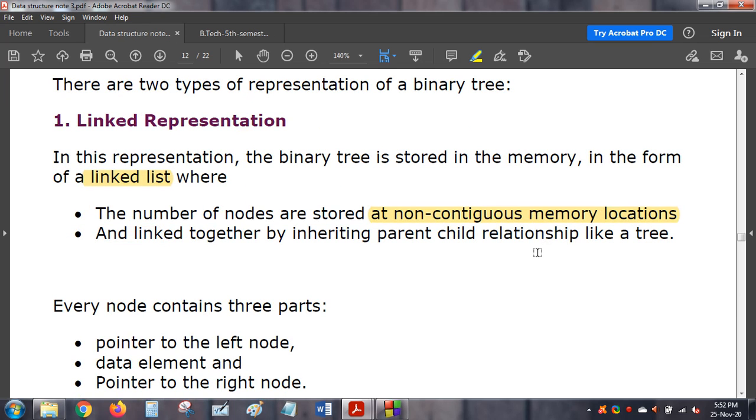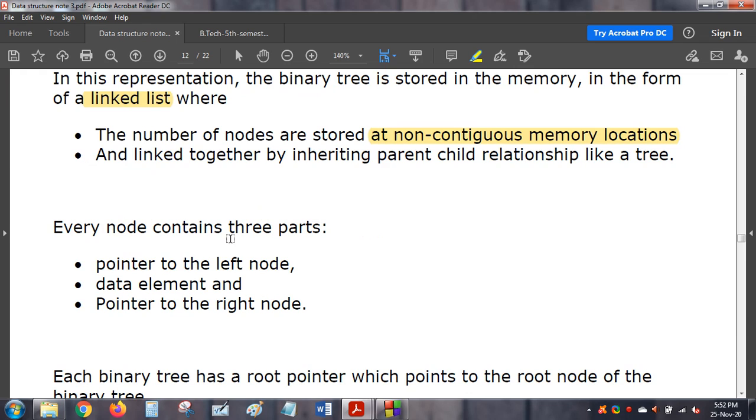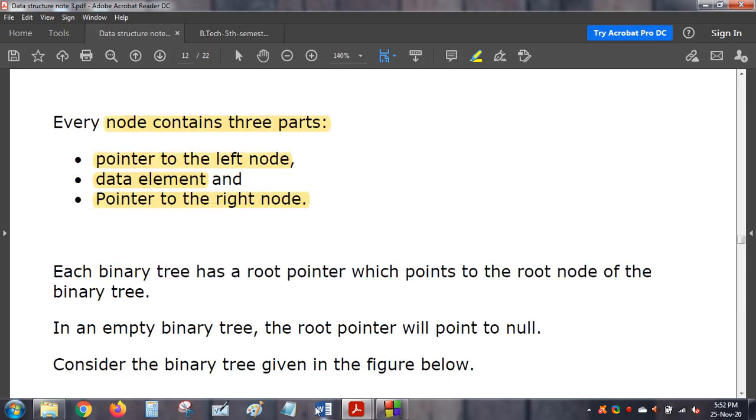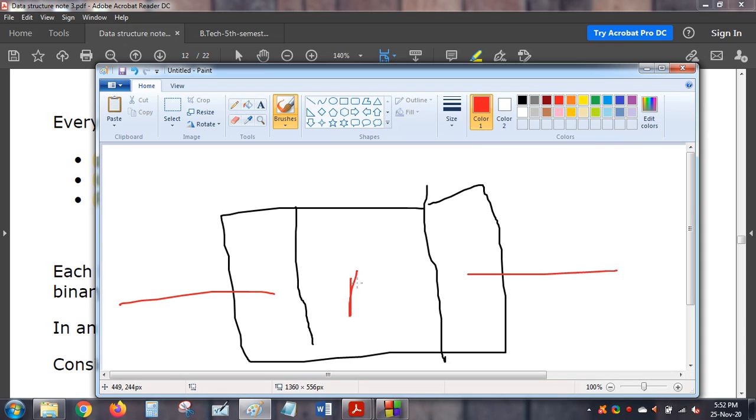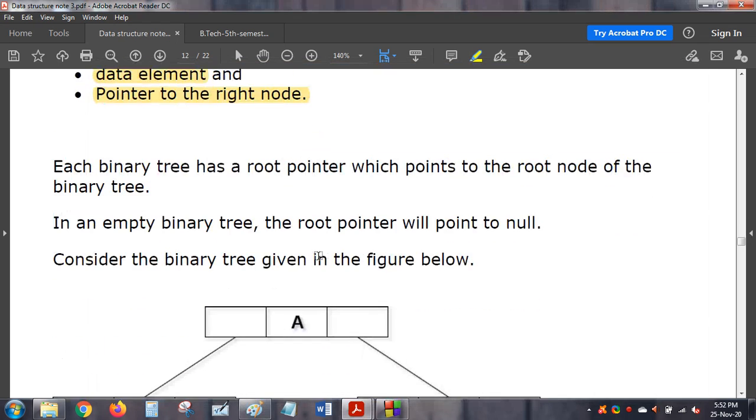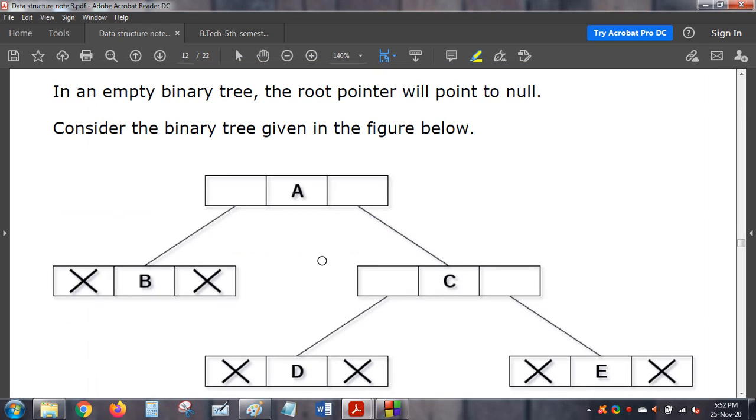So what will my node have? My node will have three parts: a pointer for the left node, a pointer for the right node, and obviously the data element. So each node will have 3 parts. One of them is for the left tree, one is for the right tree, and this will hold my data. Over here, this is A, this is B. So this is how it is formed.